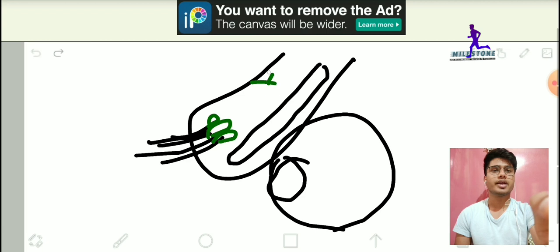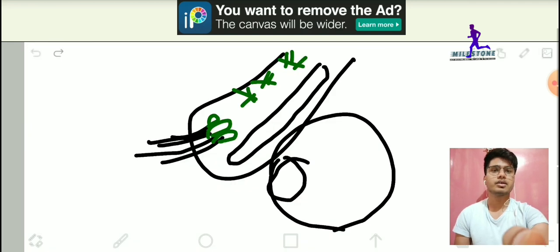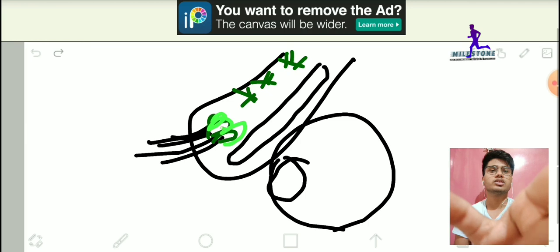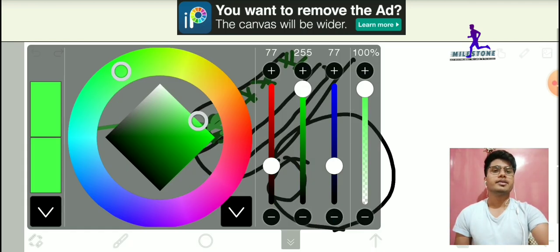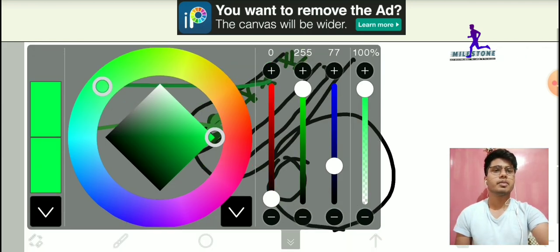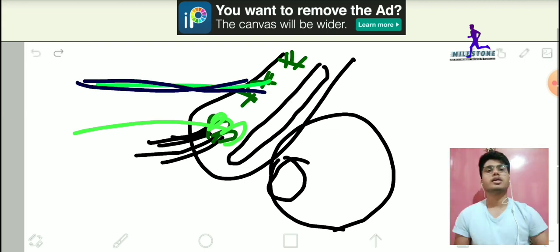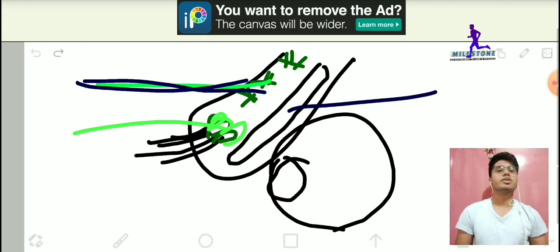We also have some sweat glands scattered here. So here are the glands of Zeis exactly above the hairs, above the eyelashes. And when inflammation of these glands of Zeis occurs, we call it stye. So this is a gland of Zeis, and these are the sweat glands, and here is the tarsal plate.